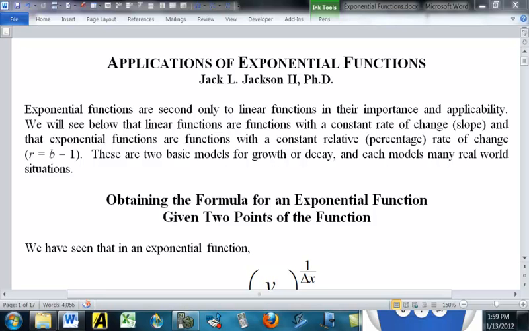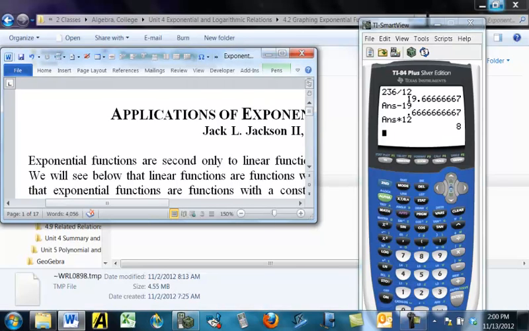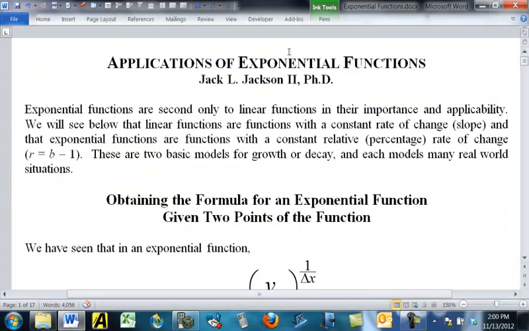Now it turns out that exponential functions are probably the second most important type of functions in terms of applications. Probably linear functions are the most important. We've studied those a lot earlier because they're so useful and they're pretty simple. Probably the next most important in terms of how often they're used are exponential functions.